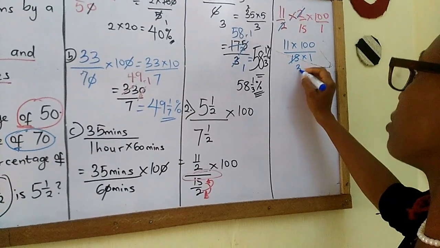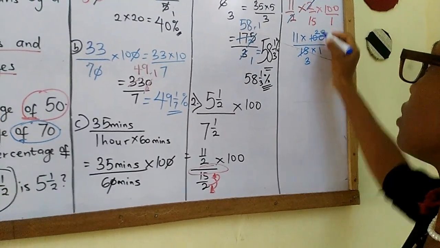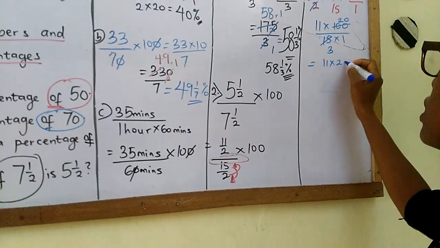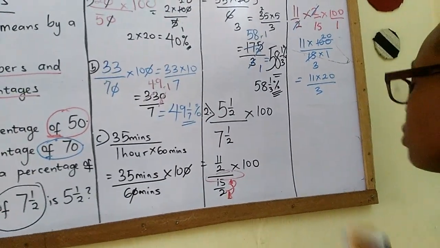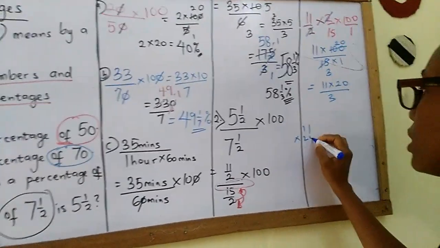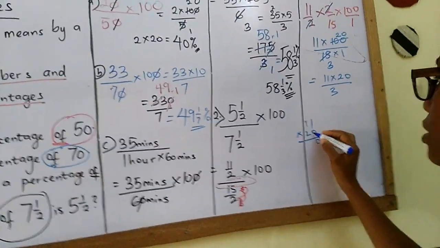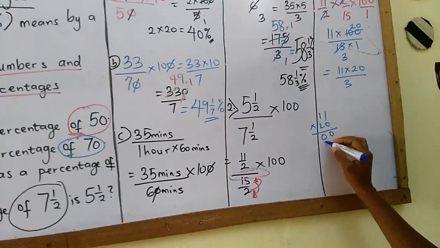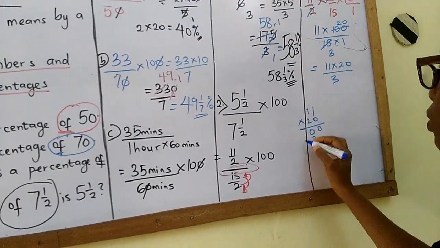5 here is 3, 5 here is 20. We have 11 times 20 over 3. What is 11 times 20? Let's find out. 11 times 20. 0 times 0 is 0, 0 times 0 is 0. 2 times 1 is 2, 2 times 1 is 2.